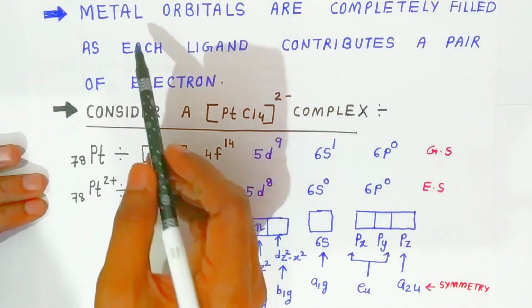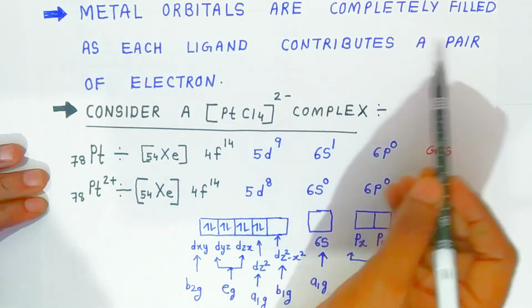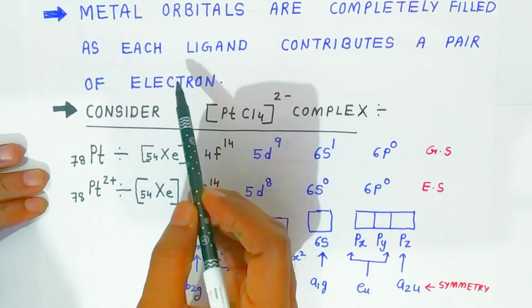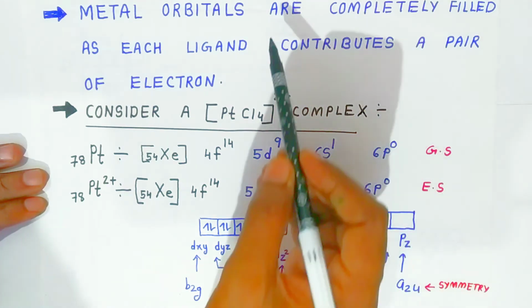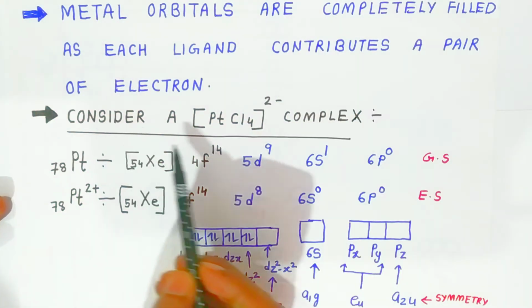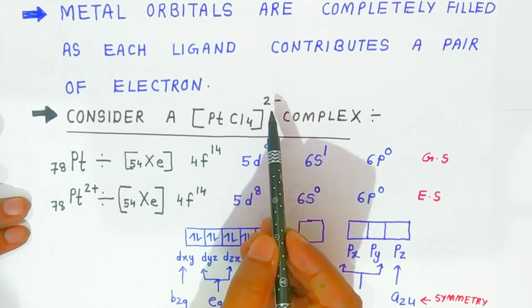Now students, metal orbitals are completely filled, each ligand contributing a pair of electrons. We have 4 ligands. All the 4 pairs of electrons are going to fill the empty orbitals. Consider as an example the tetrachloroplatinum 2 minus complex.